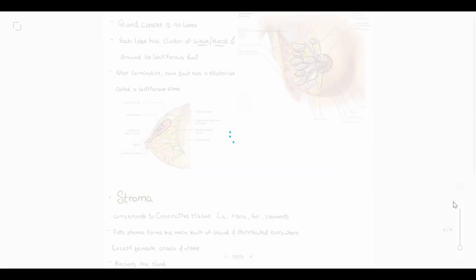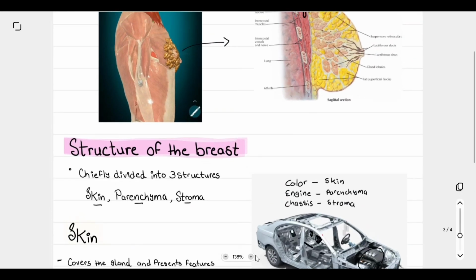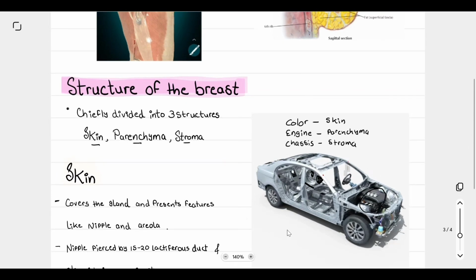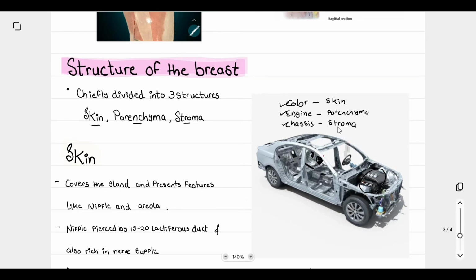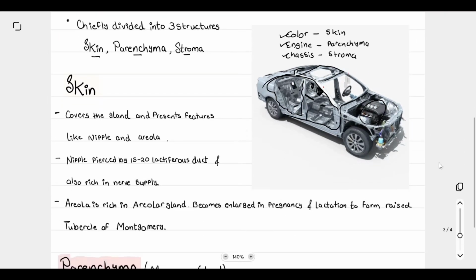So coming once again back to our analogy, my red car: the color of the car represents the skin, the engine of the car represents the parenchyma, which is the parent unit of the car, and lastly the chassis or framework represents the stroma. So this engine and all the supporting structure which I am highlighting, these are the chassis or steel framework of the car, without which the engine won't be functional as well. So the chassis represents the stroma.